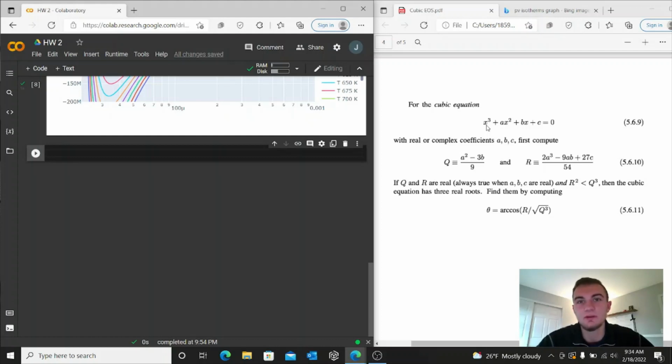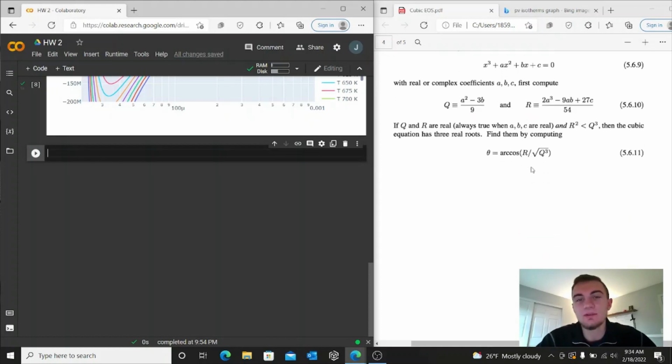There are just different variables. So we'll have x cubed plus a x squared. This a coefficient is the coefficient for our z squared. The b coefficient is the coefficient for our z term, and then we have our c constant term here. And essentially what it is saying is that in order to calculate our roots, first we will need to calculate these two values here, a q value and an r value. And then what it's saying is we'll actually have two different situations here to determine the roots for our cubic polynomial.